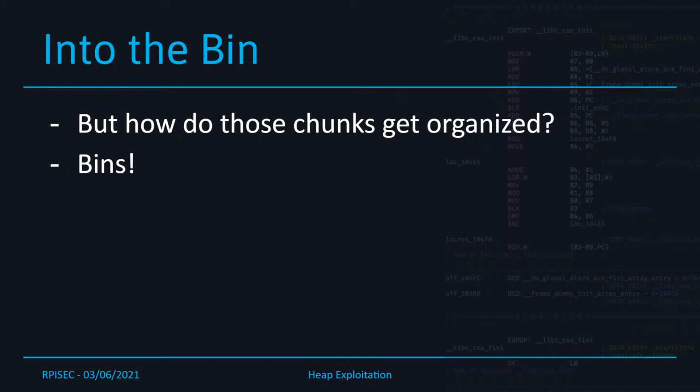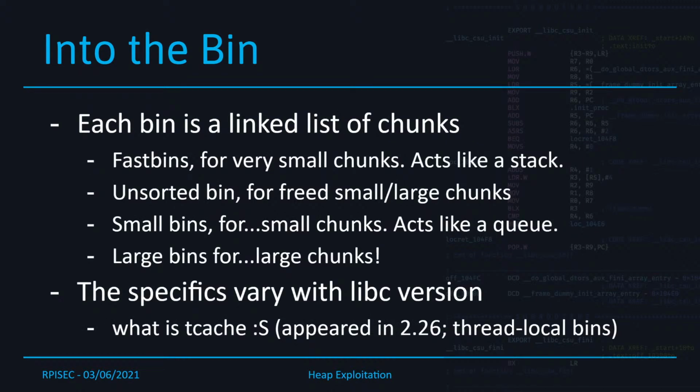I alluded to bins earlier, and indeed bins are how we actually keep track of these chunks. If we want to give memory to the user, we need to be able to say, okay, I have 10 chunks of size 32 bytes, I have a few of these larger chunks, whatever. We need a way to track all of that. So a bin is a linked list of chunks. You might have 10 fast bins and I think 63 small bins, something like that. You have a whole bunch of these bins.